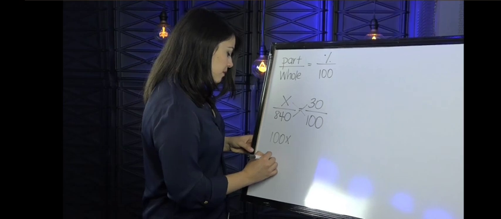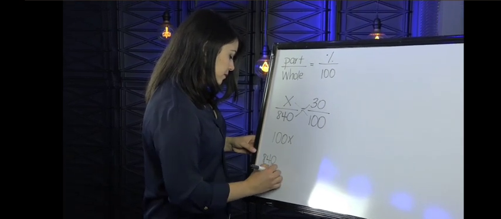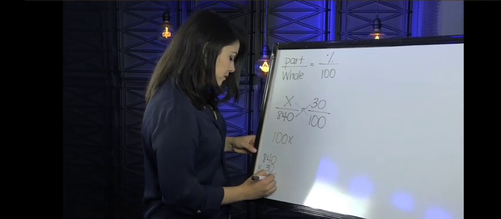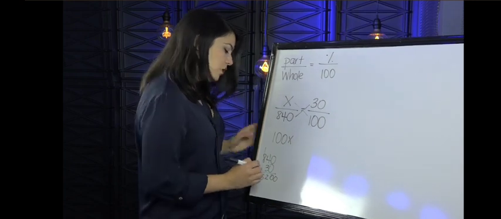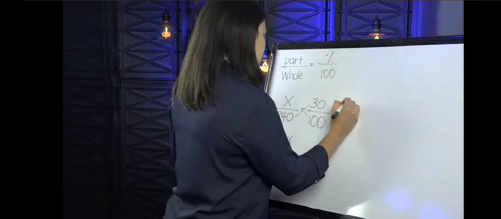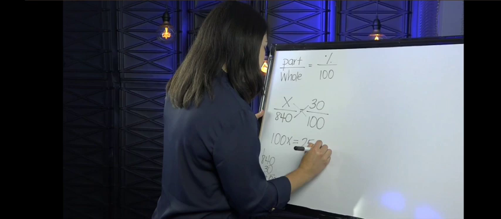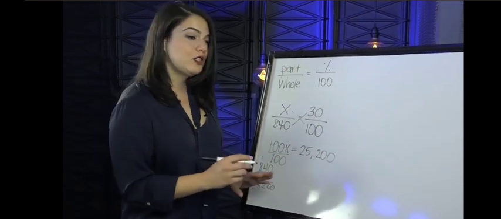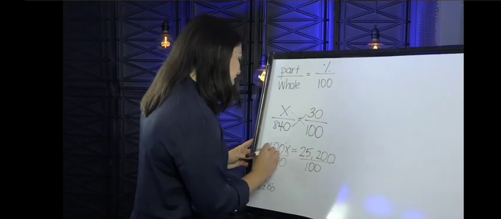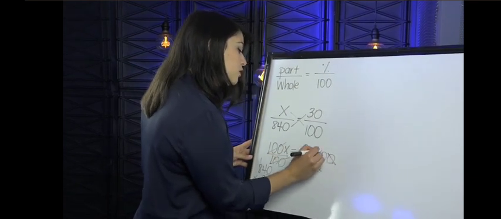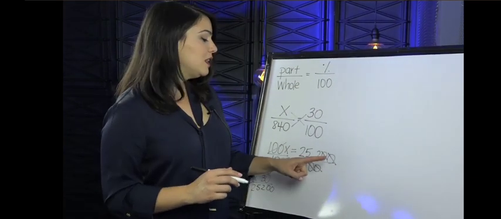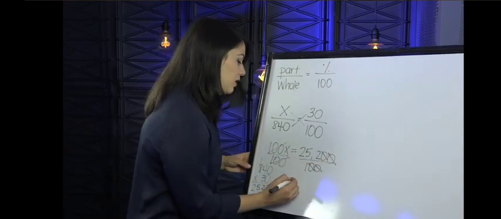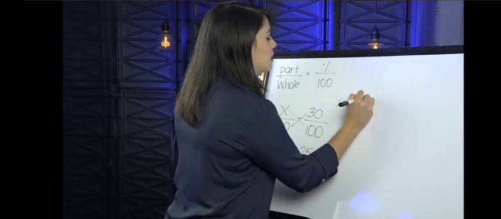And 840 times 30, let's go ahead and work that one out. So that is 25,200. So let's divide by 100 so we can isolate the x. Whatever we do to one side of the equal sign, we will also do to the other. So let's do that over here. This cancels out. And we can eliminate these two zeros because there are two zeros on the top and the bottom. Remember, we can only eliminate zeros that the top and the bottom have in common. So this leaves us with x equals $252.